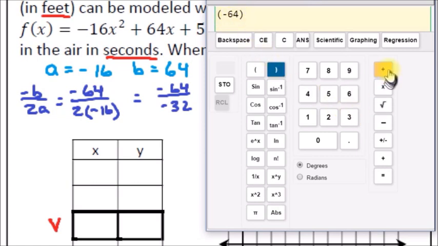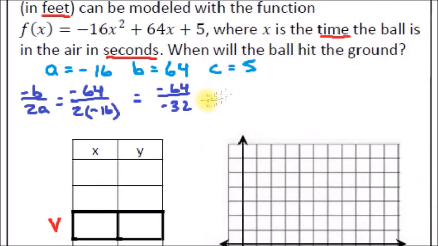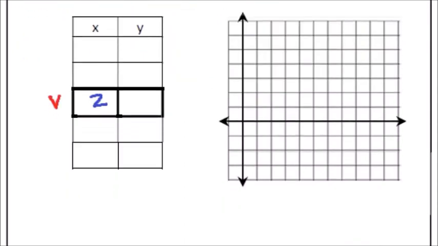You don't have to put the parentheses here. Divided by, and then in parentheses negative 32. And we've got a nice even positive 2. So that is equal to positive 2. That is the x value of our vertex. And now we're going to go 2 x values below that and 2 x values above that.